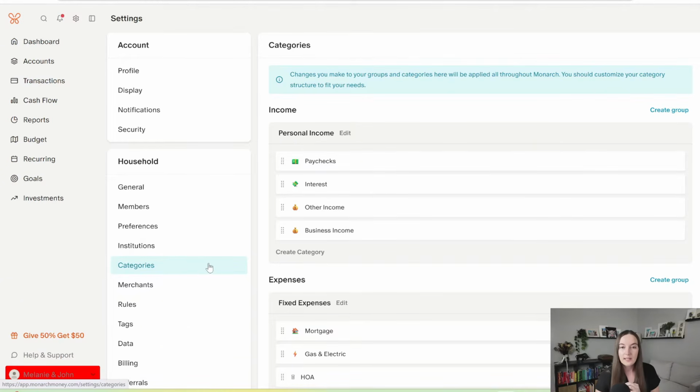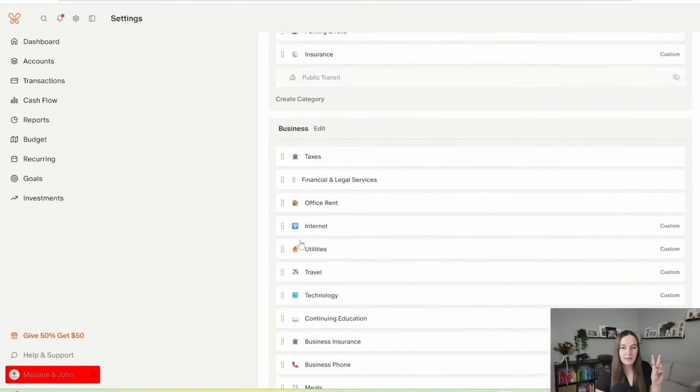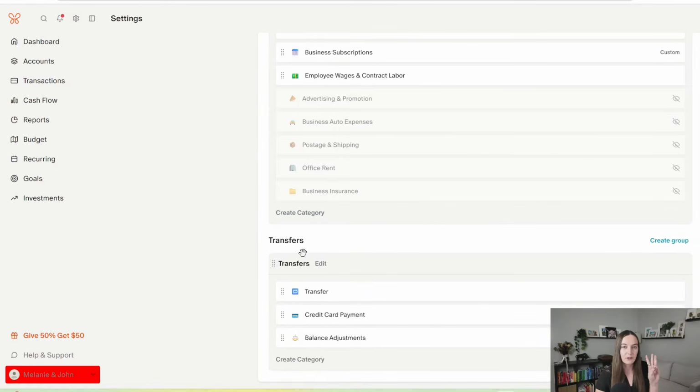Note there are 3 types of categories in Monarch. There are income, that's the income group right here, expenses, it's the expense group right here, and all the way at the bottom, there are transfers, third group. These are the only main types of categories that Monarch has. There are no other types of categories, so there are 3 different functions of categories. So you have income, expenses, and transfers.